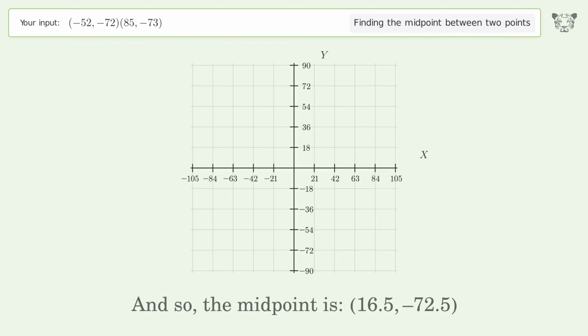And so, the midpoint is 16.5, negative 72.5.